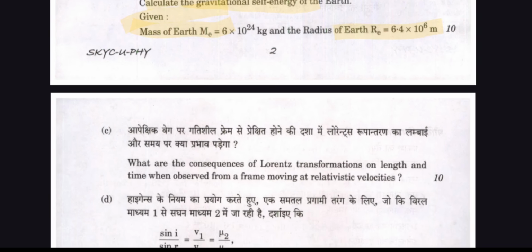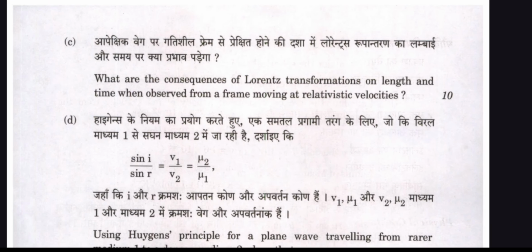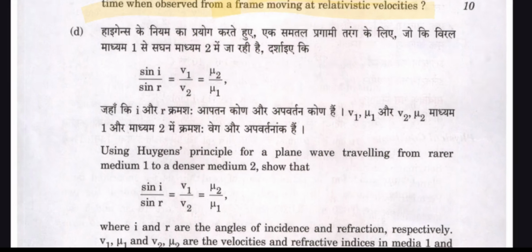And question number C is here. What are the consequences of the Lorentz transformation on length and time when observed from a frame moving at relativistic velocities? And question number D is here.